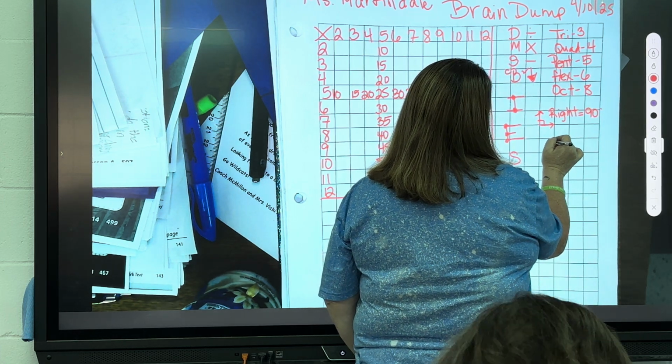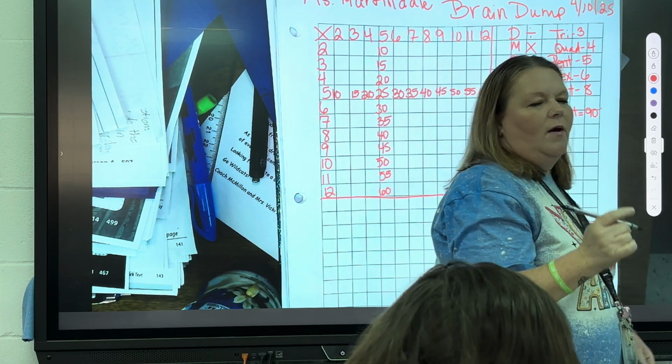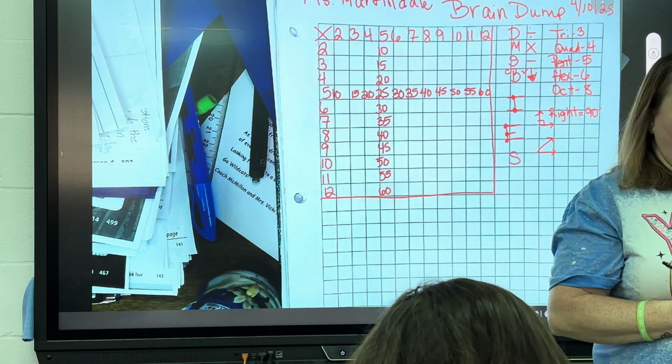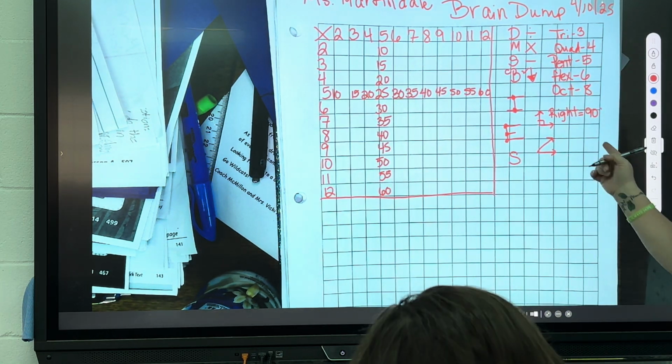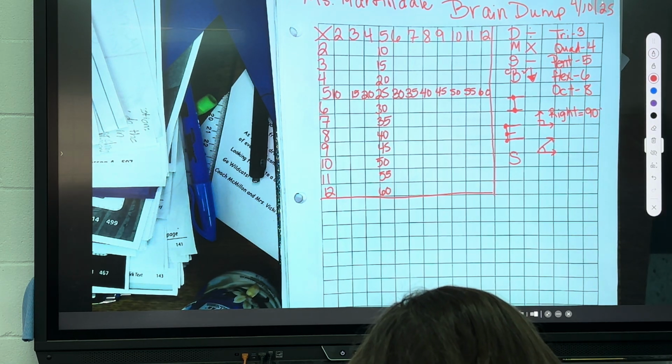What's our other saying we do to remember that it's a right angle? What do we always say about the right angle? Mama's always right. The next one is acute. Acute. A cute little baby.